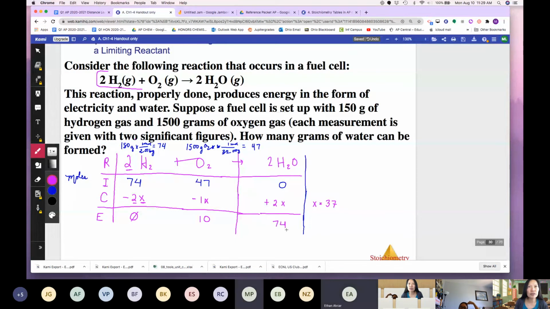Questions on how we got those numbers? Questions on how you got x? Is the x just supposed to cancel out the hydrogen? So the x is supposed to cancel out one of the reactants. Just one? Just one. I have to make one of them 0. That means I used it all up. If I make x to be 47, I'll get a 0 here, but then I'll get a negative number here, so don't use that. Oh, okay.